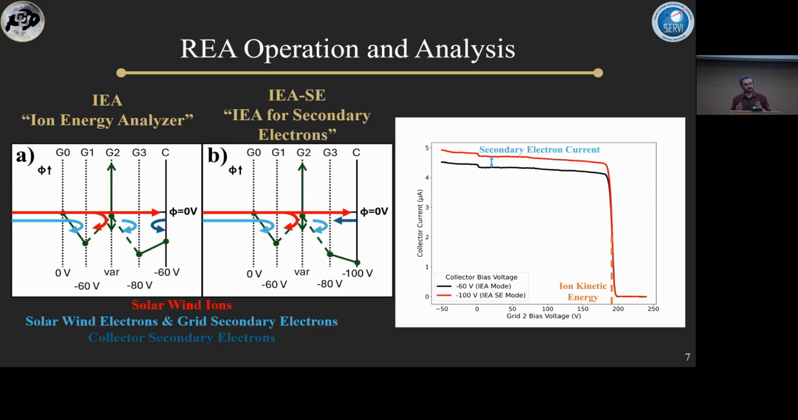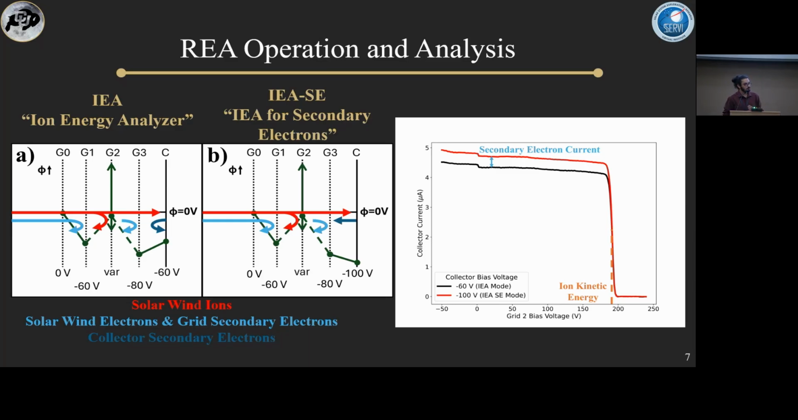The third grid is the secondary electron repelling grid, again to repel any secondary electrons that were generated at the grids before. And the collector just measures the resultant current. In the first mode, the ion energy analyzer, or IEA mode, the collector is biased such that any secondary electrons generated at the collector surface are recollected and don't show up as any net current. Whereas in IEA-SE mode, or ion energy analyzer for secondary electrons mode, the collector is now biased such that any secondary electrons generated at the collector surface are able to be measured.